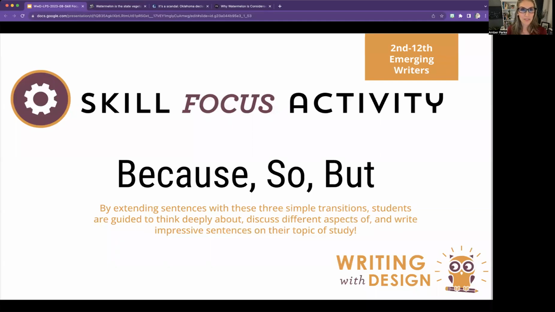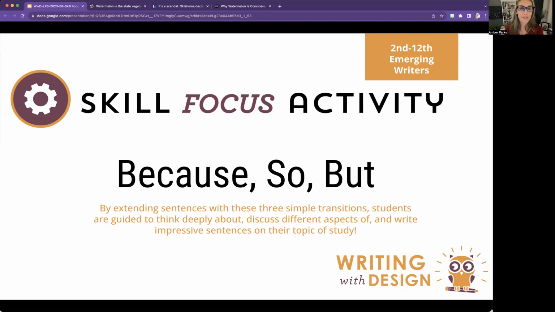In this skill focused activity, we're going to be looking at three very powerful words: because, so, but. Say those with me. Because, so, but. Let's say it a little faster. Because, so, but. Yeah, these three words are what we consider transitional words.